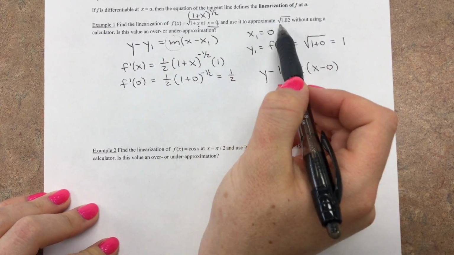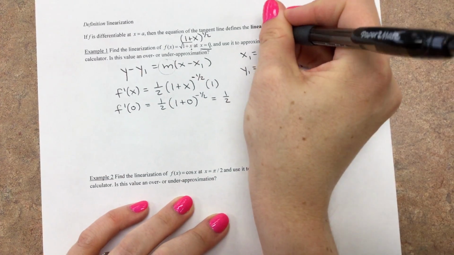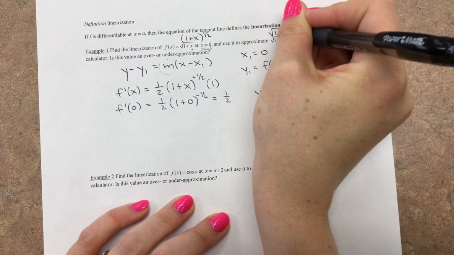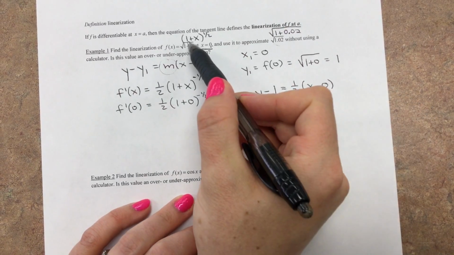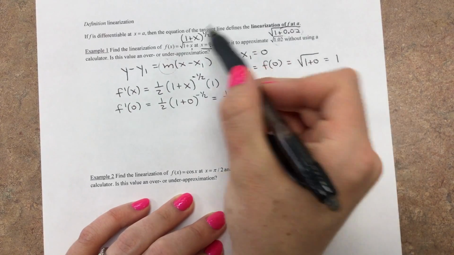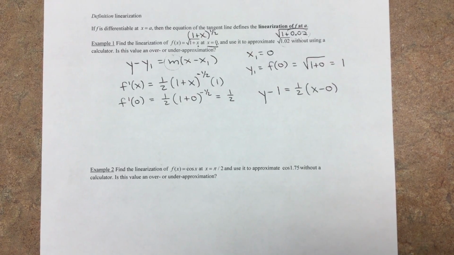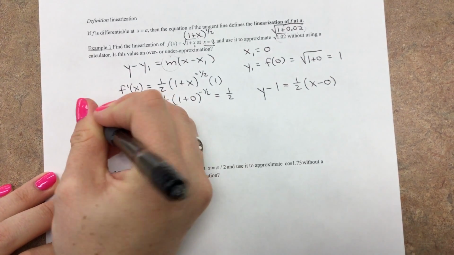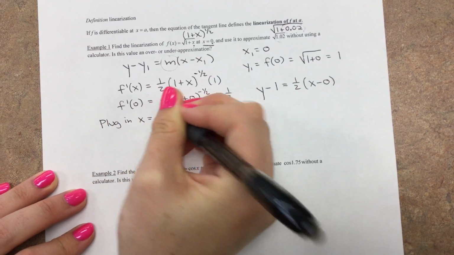So then it says use it to approximate the square root of 1.02. So if you picture 1 plus x being underneath that square root, that would be like 1 plus 0.02, which would give you this. So if we have 1 plus x, that means we're trying to figure out what the value would be when x is 0.02. So what we're going to do is plug in an x value of 0.02. That's how we answer the second part of that question.